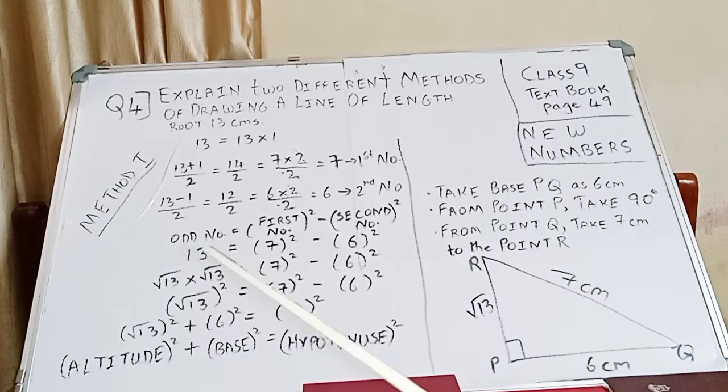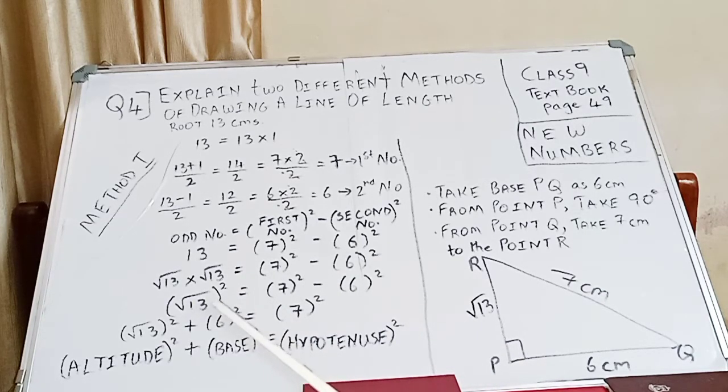As we have seen earlier, an odd number, our 13, can be written as first number square minus second number square. What is our first number? 7. What is our second number? 6. And we have got this. 13 can be written in this form also. The answer is equal to 13 itself. So square root of 13 into square root of 13, you will get 13 itself. Then 7 square and 6 square, the same written as on top, we have taken it down.